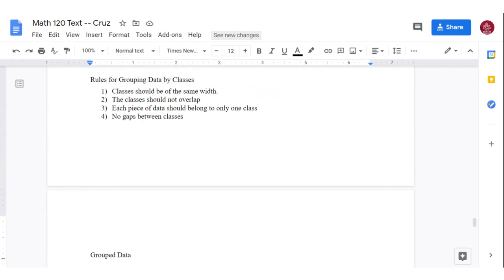These are the rules that we look at when we create these little data classes. Classes should all be the same width. The classes cannot overlap, because if they overlap, then a piece of data doesn't go into just one class, it goes into two. Each piece of data should only belong to one class, and then no gaps, because if there are gaps, then pieces of data are not going to go in.